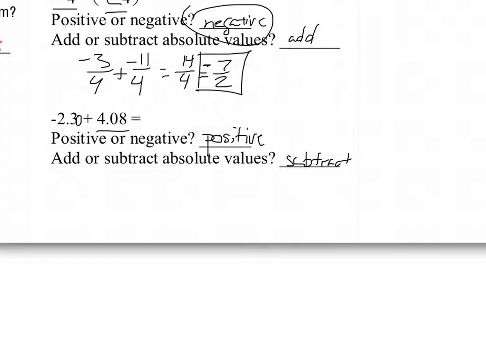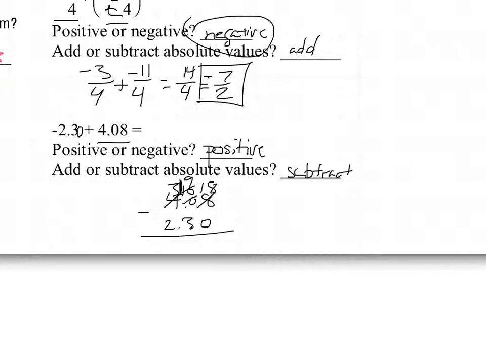And so I'm going to go ahead and do that work down here. 4.08, it's my larger absolute value, so that's what I've got to subtract from, 2.30. I'm going to have to borrow, 3 becomes 10. I'm going to have to borrow again, 10 becomes 9, this becomes 18. Oops, I actually didn't need to borrow there. So let's go back a little bit. This is still going to be 10. And this is going to remain 8. 8 minus 0 is 8. 10 minus 3 is 7. 3 minus 2 is 1. 1.78. Double checking again at the end here. This is supposed to be positive. So I get this is equal to 1.78. It's positive.